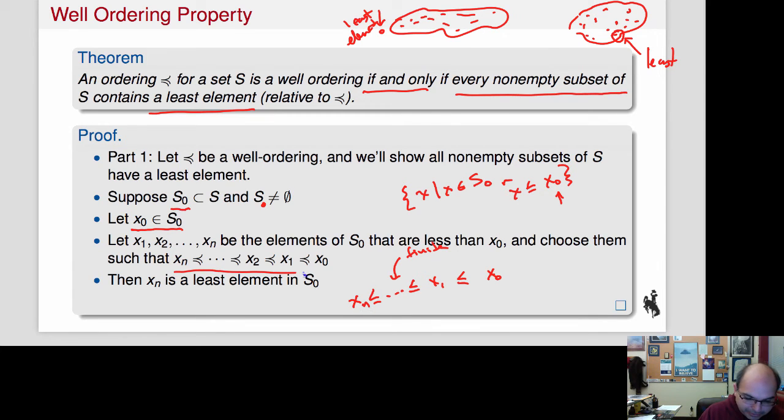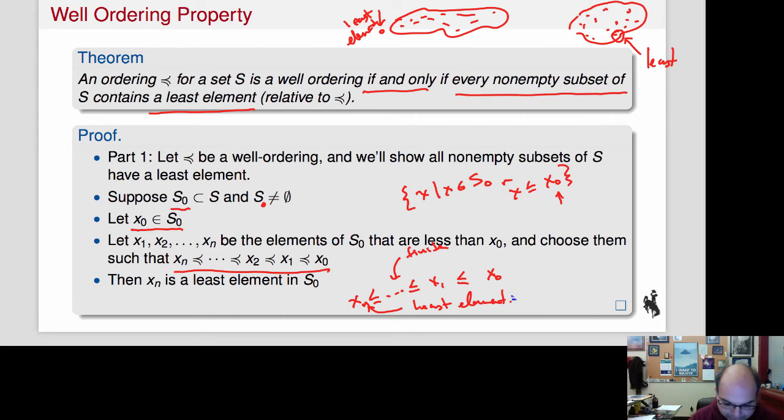Okay, so that's what we have here. x sub n now is going to be a least element in S naught. This right here is a least element. Now, to be clear, that doesn't mean that it's the smallest element in S naught. If we don't have a total ordering, it's possible that there's another element that also has that property. We don't quite know that it's the smallest element, but what we do know is that there's nothing smaller than it. That's why it's a least element, not the least element.